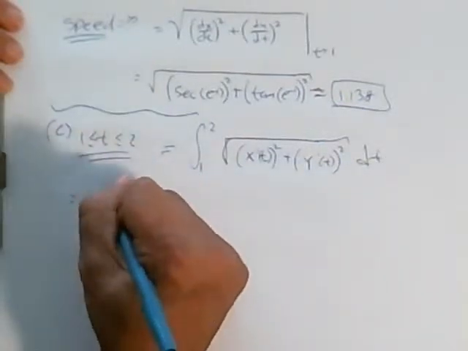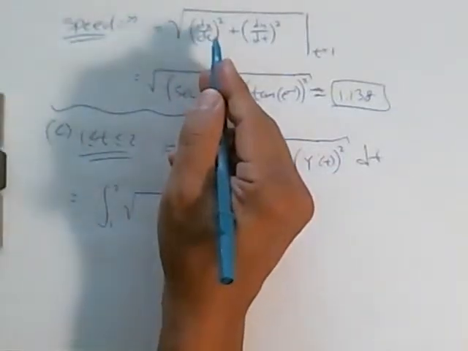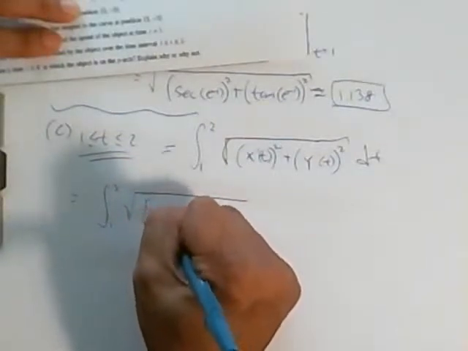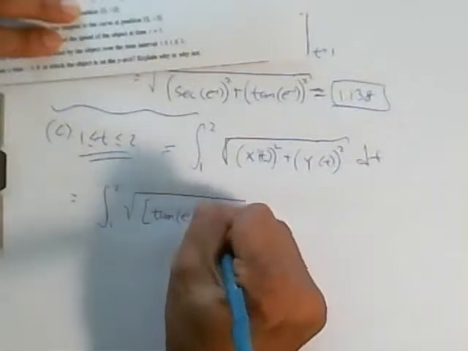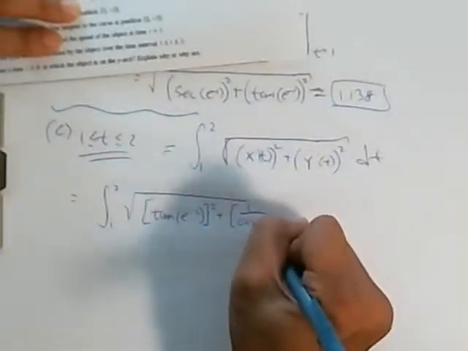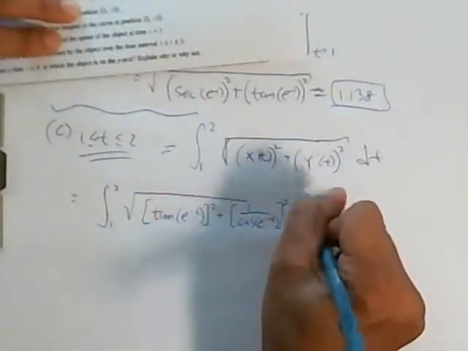So that becomes the integral from 1 to 2 of the square root of dx/dt, which was the tangent of e to the minus t, quantity squared, plus 1 over cosine of e to the minus t, that quantity squared, dt.